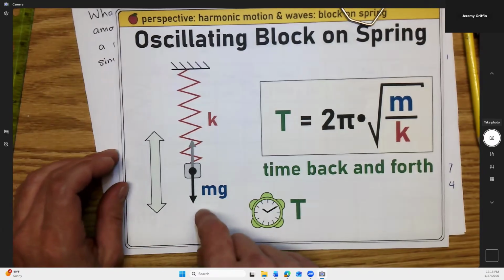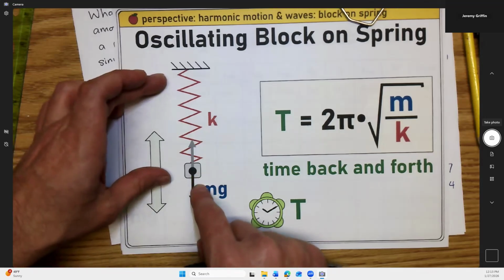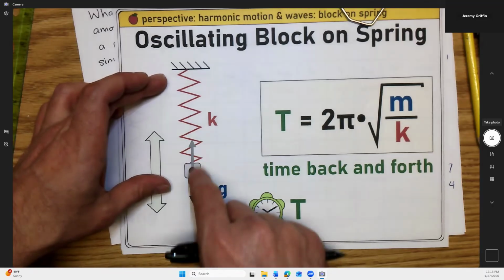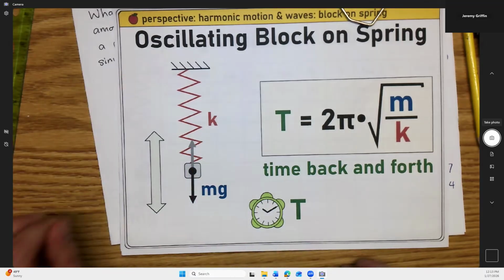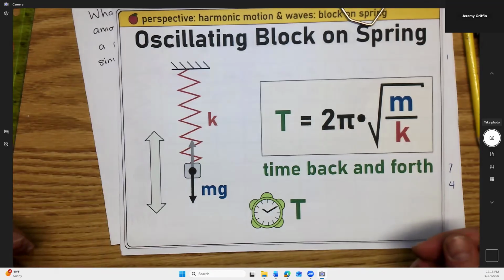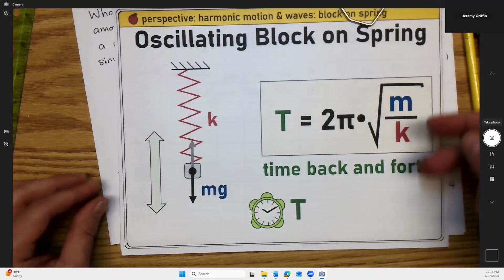Now let's take this to the moon, which has very weak gravity, a little bit of gravity. And it's the same thing. I'm going to pull it the same like I did before. I'm going to let it go. How much time does it take to oscillate on the moon compared to Earth? You said what? Same. How do you know it's the same? There's no gravity. Because gravity's not part of this equation. Oh, that's interesting.